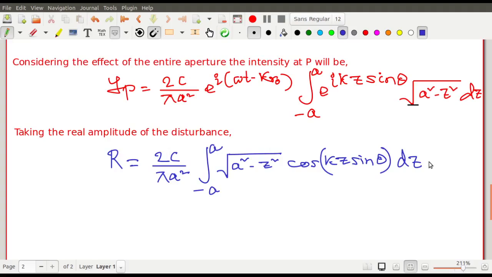Now this integral, you see, this is a standard integral in physics. We don't bother about this integral, because this is the Bessel function of first order which you don't know. You don't know, right?